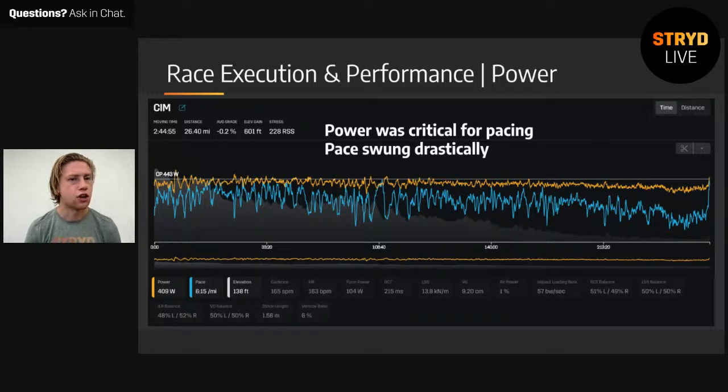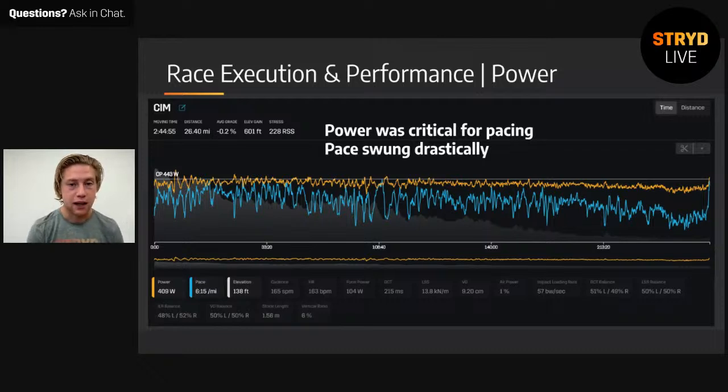So first, we're going to be starting with that race execution and performance. This is a screenshot of my Stryd Power Center of that activity. I have my power graph and my pace graph up here. You can see the power in yellow there and the pace in blue. The point I want to make here is power was absolutely critical for pacing this race.